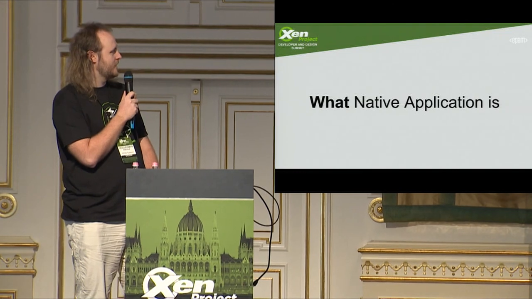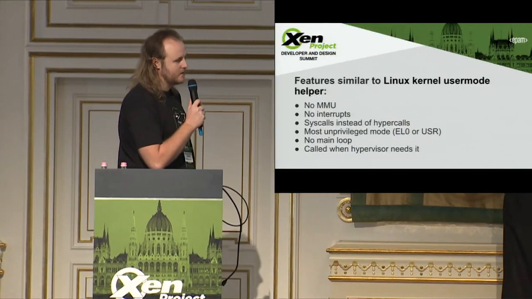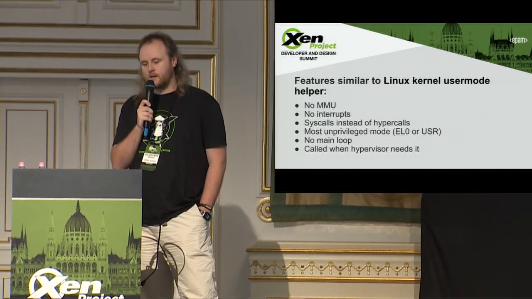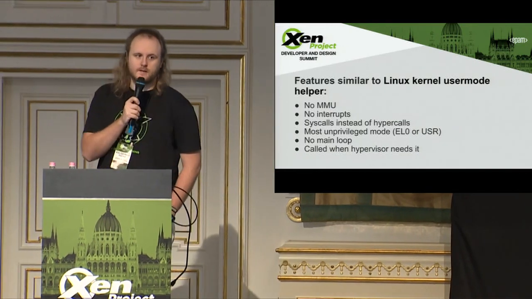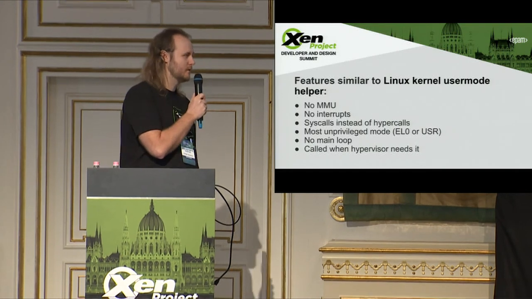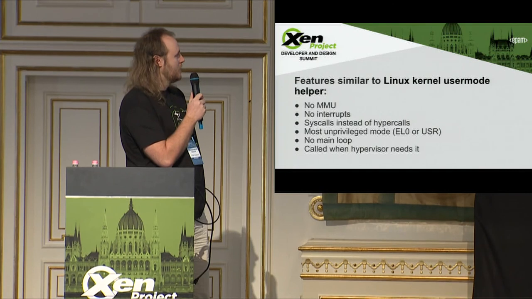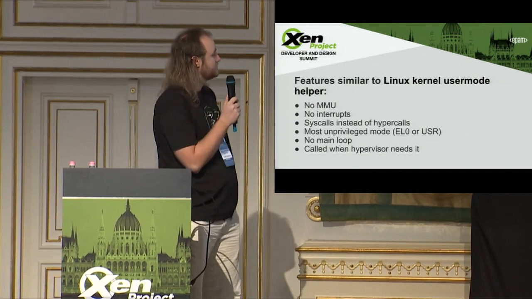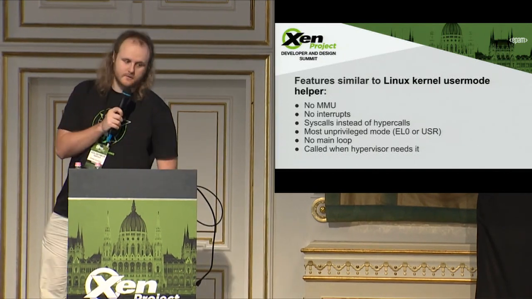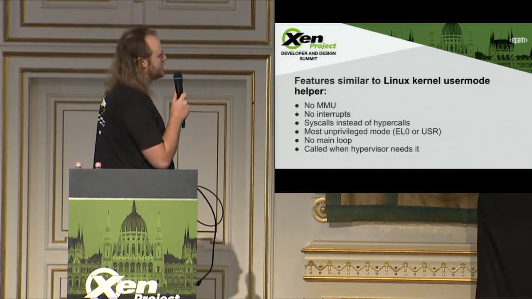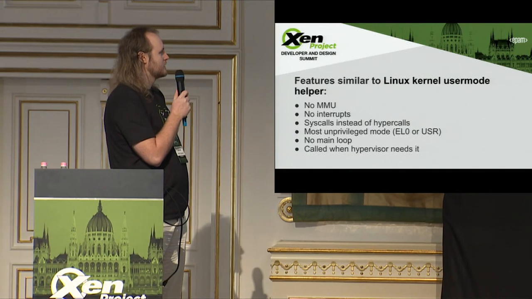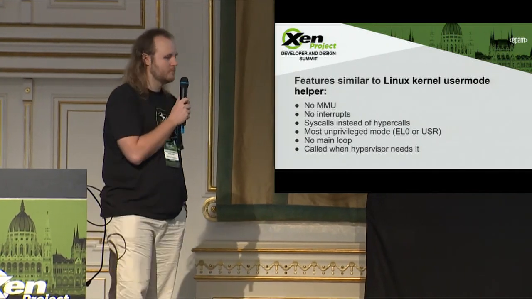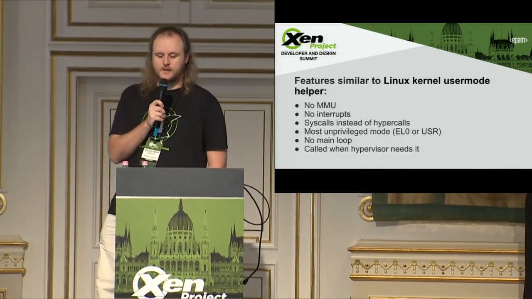Okay, so what is a native application? I see this as something like a Linux kernel user mode helper. You know, for example, when Linux needs to load some binary blob, or it needs some kernel module to be loaded, it calls an application that does it for it. And so I wanted something like that in a hypervisor. So this is a plain application. It has no MMU support. It can't handle interrupts. It uses plain syscalls. As any other application, it runs in unprivileged mode. It even has no main loop. So when there is no need for it, it doesn't run.